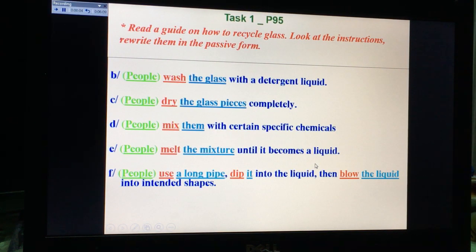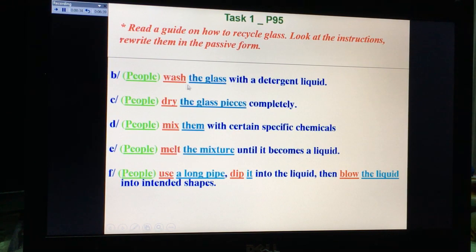So those are the 3 steps of changing an active sentence into a passive sentence. Now I want you to follow the 3 steps and do exercise task 1 on page 95. You open your book on page 95 and you do the exercise. Now I help you with the basic sentence here.